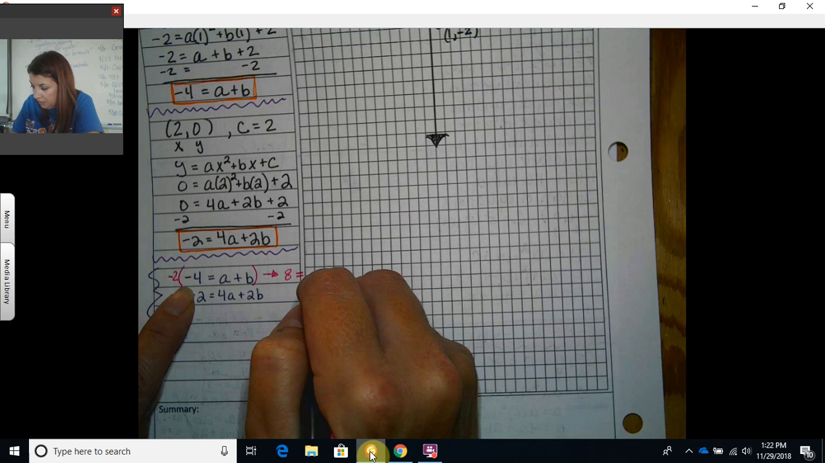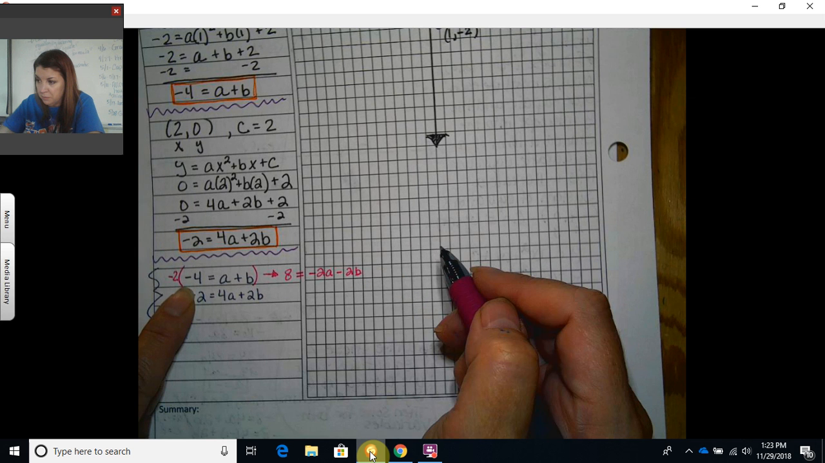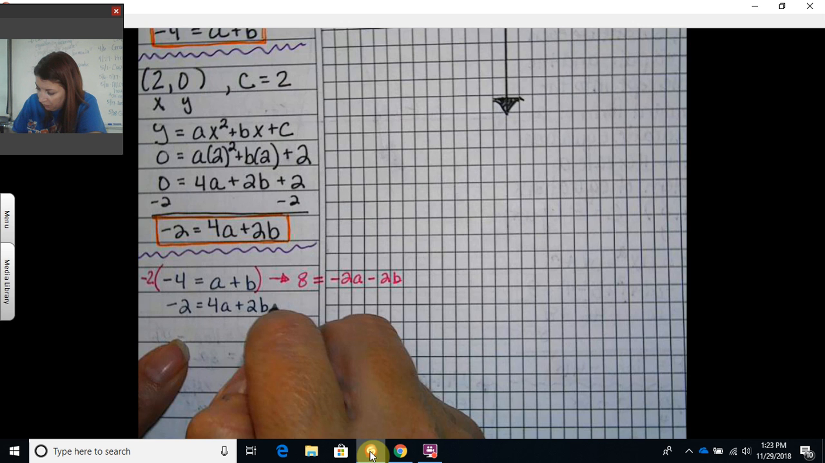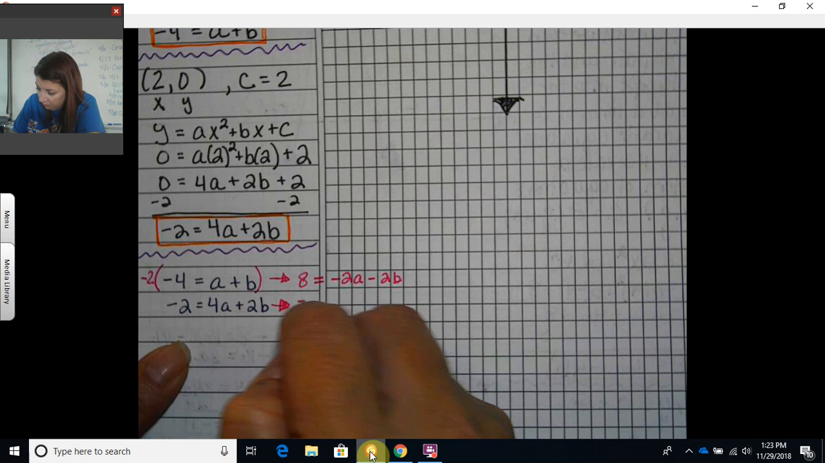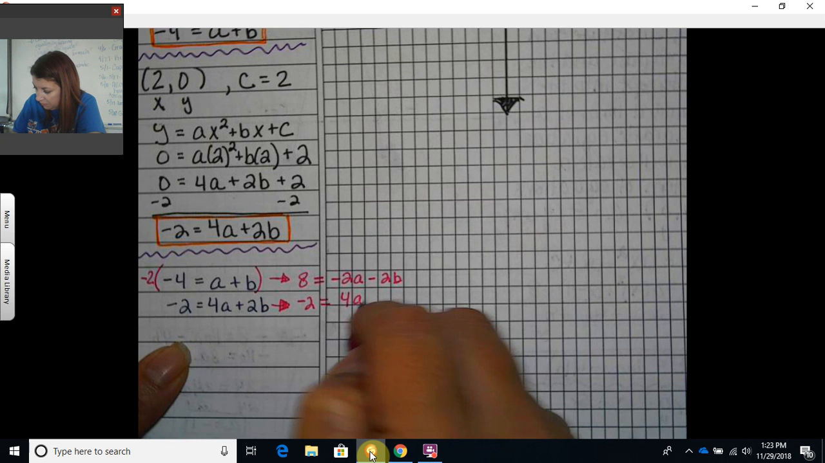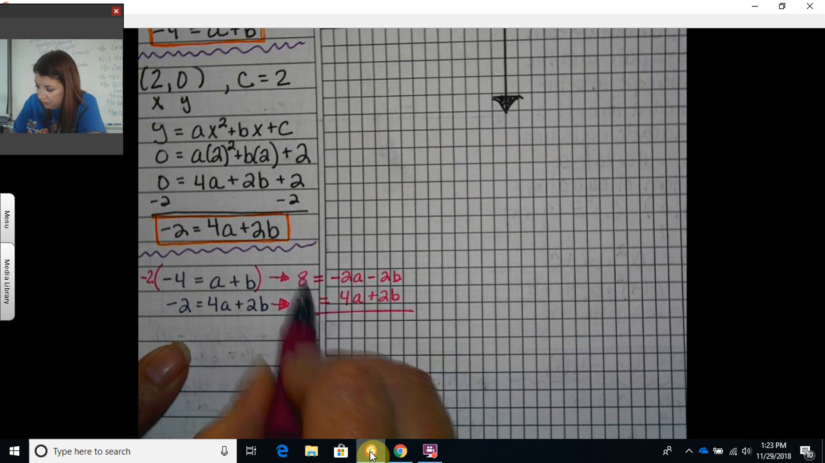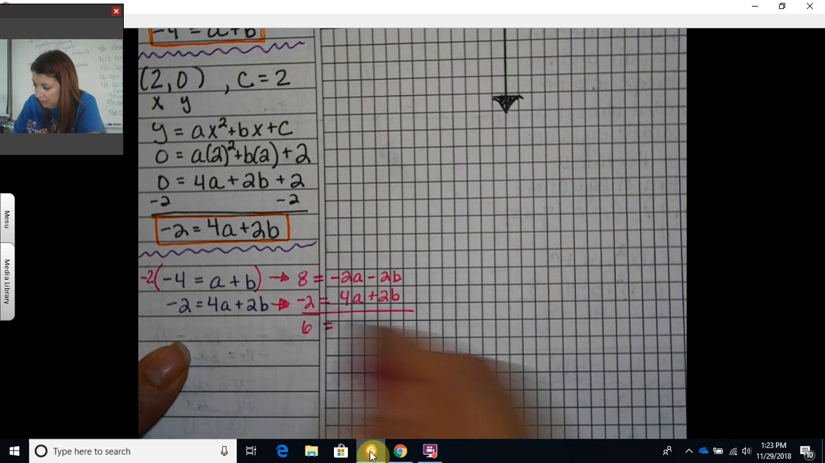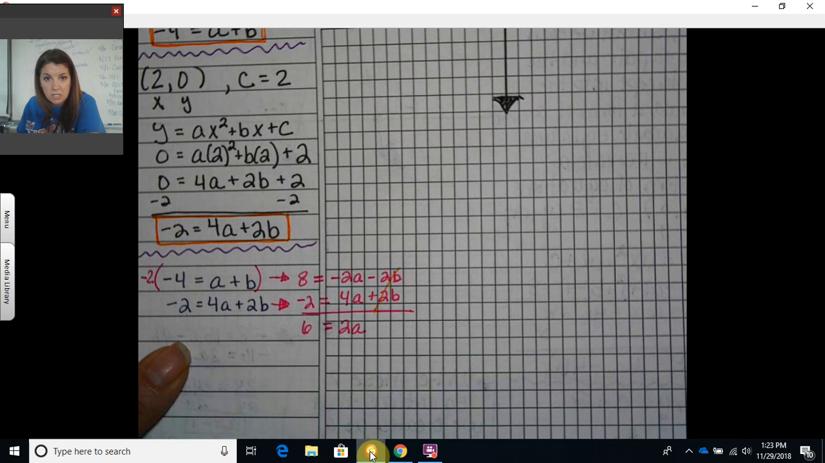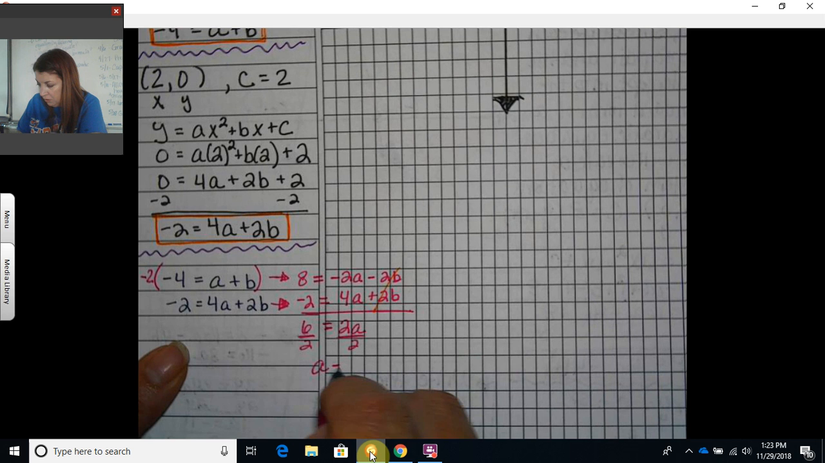The bottom equation, I don't have to multiply that by anything. So I'm just going to bring that over and line everything up. And I get 8 minus 2 is positive 6. Bring down my equal sign. Negative 2a plus 4a is positive 2a. And my b's canceled. Solve for a, divide everything by 2. So a equals 3.